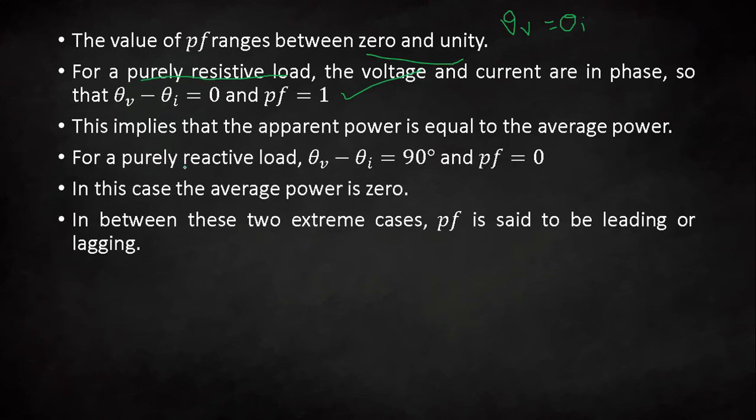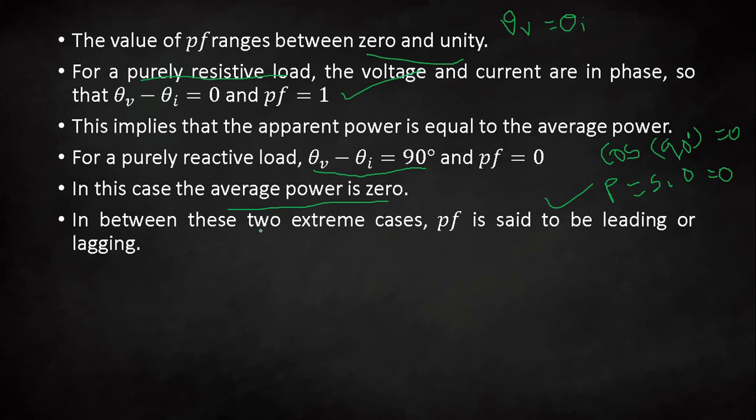Now for a purely reactive load, when theta V minus theta I is equal to 90 degrees, your power factor will be 0 because cos of 90 is equal to 0. So P is equal to S multiplied by cos of 90, that is 0. That is why active power, or average power, will be 0 in case of a purely reactive load. It means your load can be capacitive or inductive, and that is why your average power becomes 0.